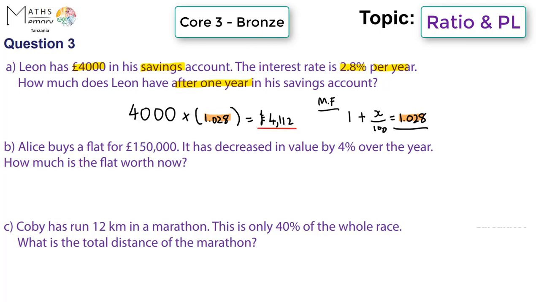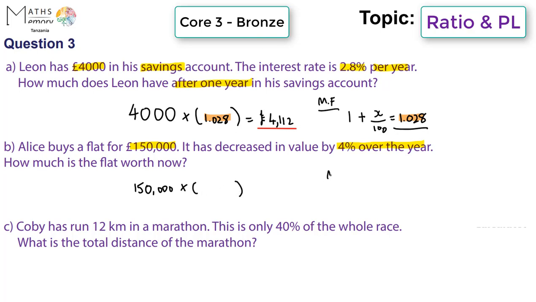Part B, Alice buys a flat for £150,000. Okay, so here it is. It has decreased in value by 4% over the year. What is the flat worth now? So again, this is an example now of a decreasing multiplying factor, okay? Because obviously it's going down in value. So same thing. What's our initial value? It's £150,000 times our decreasing multiplying factor. What goes in here? Just like this.